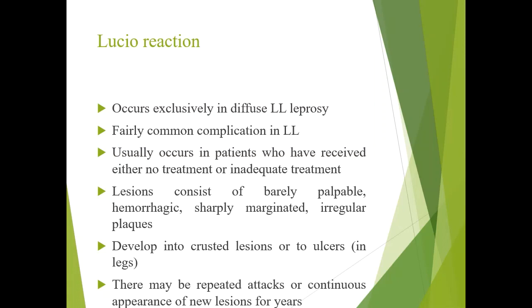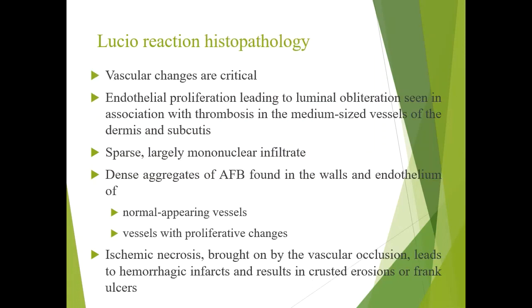On histology, vascular changes are critical. Endothelial proliferation leading to luminal obliteration is seen in association with thrombus in the medium-sized vessels of the dermis and subcutis. There is a sparse, largely mononuclear infiltrate, with dense aggregates of acid-fast bacilli found in the walls and endothelium of normal-appearing vessels and vessels with proliferative changes. Ischemic necrosis, brought on by the vascular occlusion, leads to hemorrhagic infarcts and results in crusted erosions or frank ulcers.